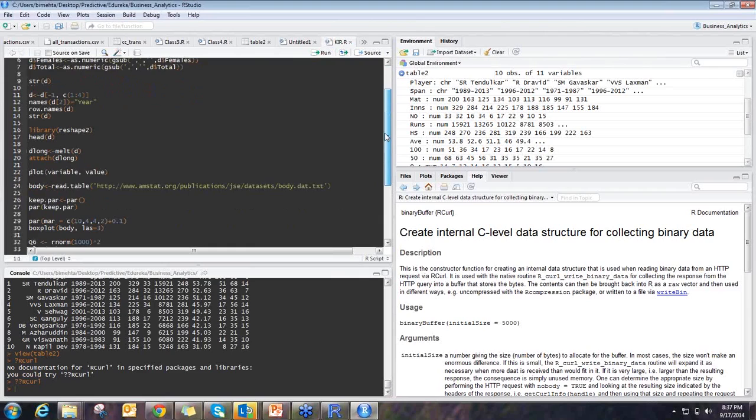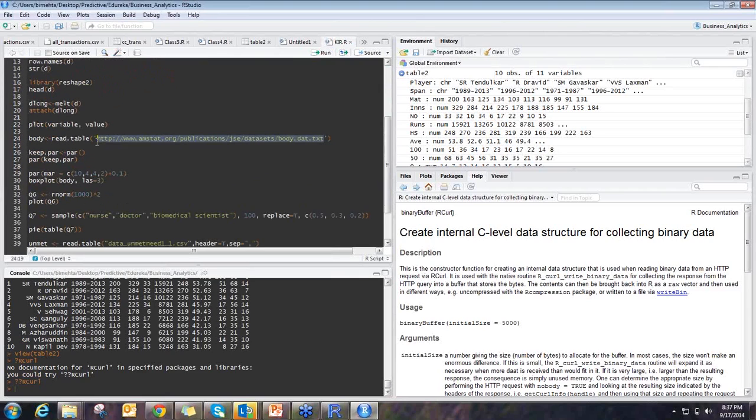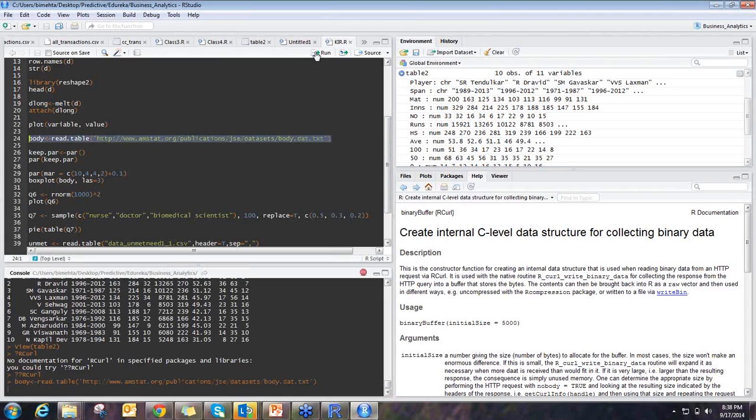Okay, now if you see this particular thing, this is a website where a text file is stored. This is an American statistical website, and I want to read the stat file directly without downloading it. So I can do that also. If you go to this particular website, I just use a command called read.table, and it will go to this website and read it and put it inside the body variable.